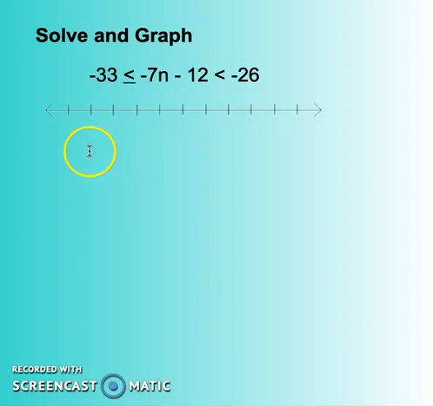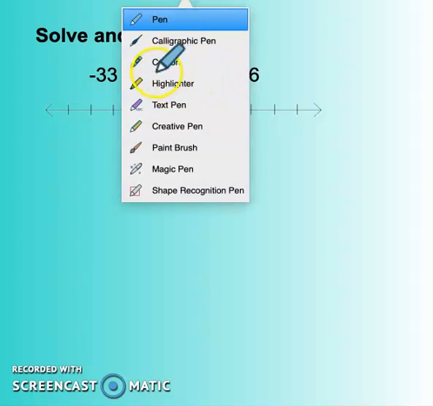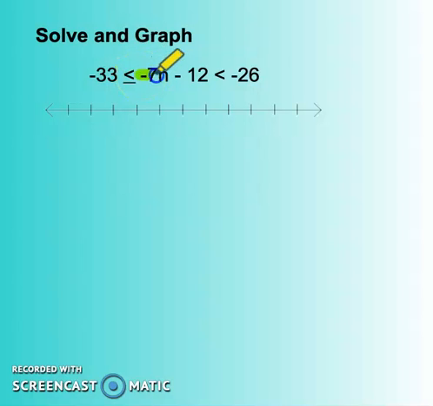Okay, this is a compound inequality and I can break it up. If you have a highlighter, this would be a great time to highlight the center part, this expression, because this center part is what is shared between both of them. Meaning this -7n minus 12 will go with the -3 and it will go with the -26. And so I'll show you how this looks.